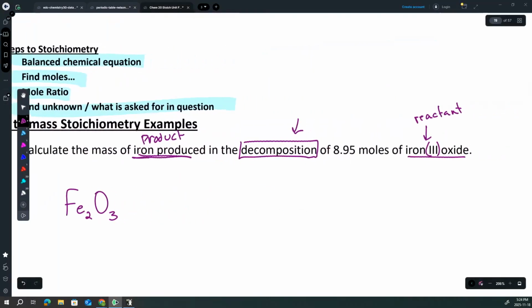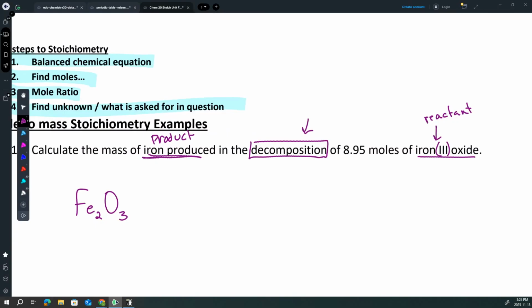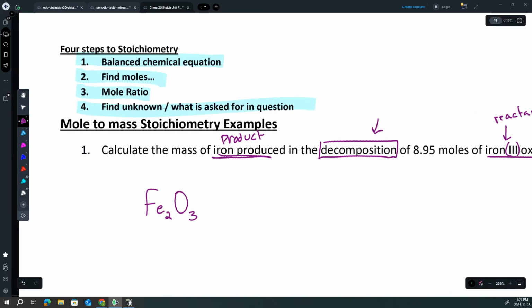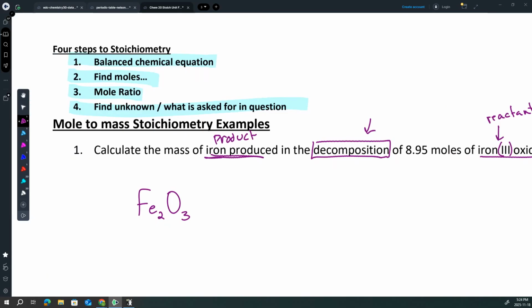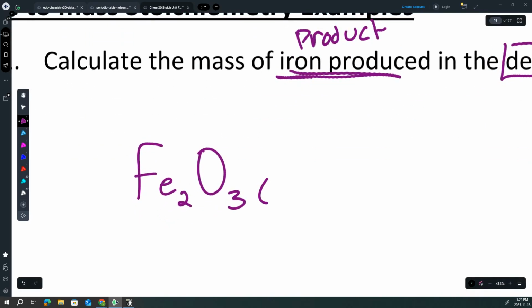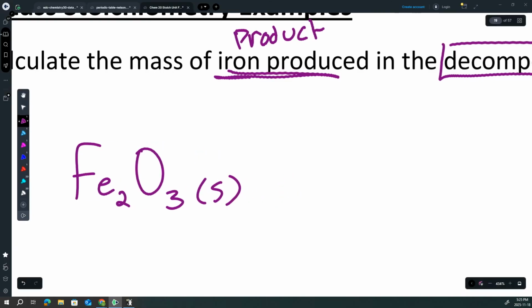Now, the question doesn't mention anything about the state of this iron 3 oxide, but since it's an ionic compound, and since the question doesn't mention anything about temperature, we can assume this is room temperature, and whenever an ionic substance is at room temperature, unless the question specifies otherwise, you can assume that it is going to be a solid. So, long story short, ionic compounds, if the question doesn't give you any further details, assume that your ionic compound is solid at room temperature.